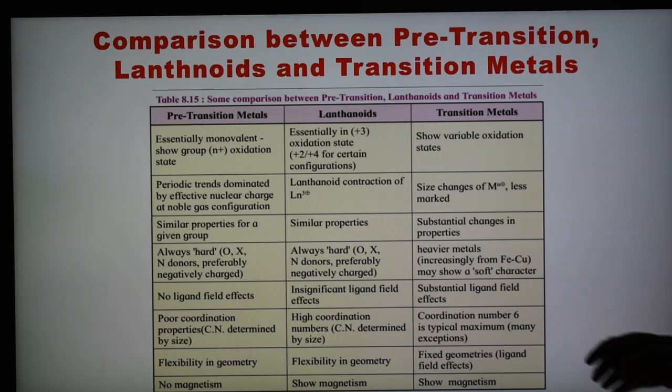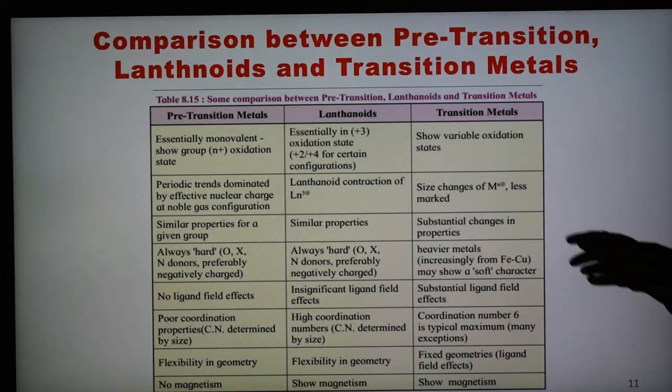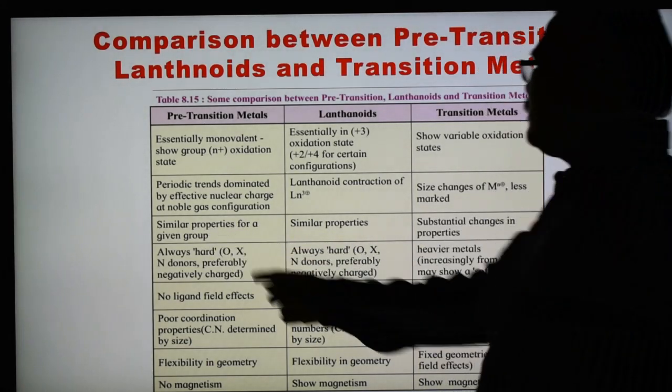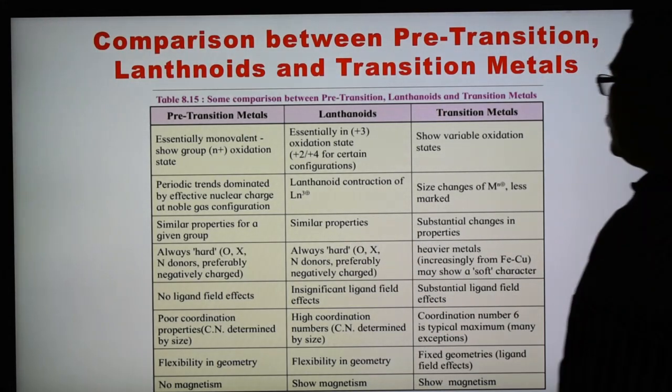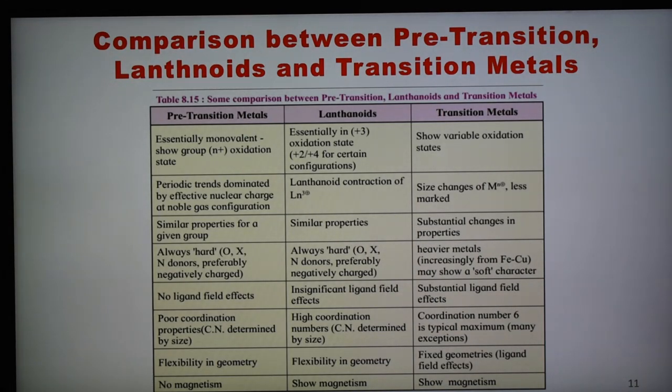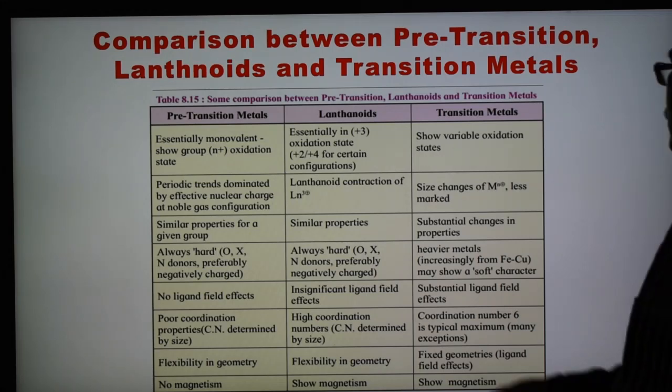Another point here is the comparison of periodic trends, dominated by effective nuclear charge at noble gas configuration. And in this case, lanthanide contraction is there, for lanthanide 3+, and the size changes of M n+ are less marked. So this is another comparison point. And a third similarity point here is similar properties for a given group. In the case of pre-transition metals, they have similarity, and therefore here also lanthanoids have some similar properties, but in the case of transition metals, substantial changes in properties can occur. And this is another comparison.